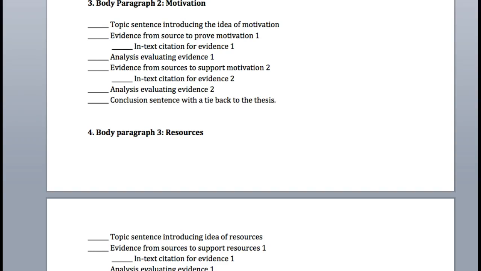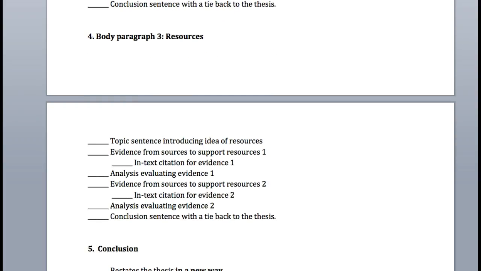Don't end that section with just a quote. When you have a quote, you always want to explain it. Use a transition and then move on to talk about your second example of motivation. Again, include an in-text citation for it, and we'll talk about those in a few minutes as well, and then analyze it and finish off with a conclusion sentence. I think you're getting the pattern now.